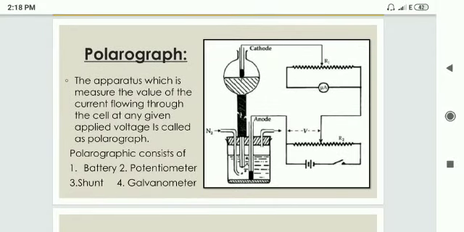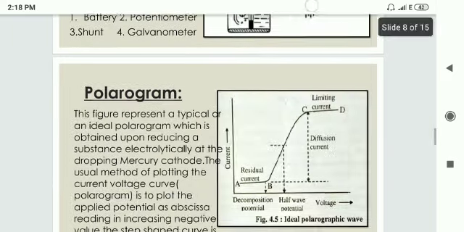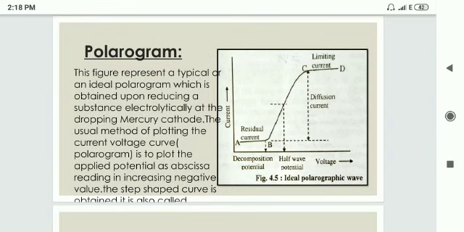Polarograph, this is also one of the schematic diagram of the polarograph. Polarography consists of a battery, potentiometer, shunt, galvanometer, and the graph which is obtained by plotting the current against potential. Current against potential is called as polarogram, or it is also called as polarographic wave.